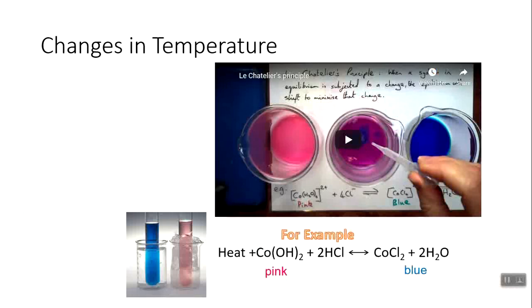So we're going to take a look at this example again, and you'll notice that I added heat to this reaction, and heat is on the reactant side, which tells us that this is an endothermic reaction. If we increase the heat, then what do you predict is going to happen to the equilibrium shift? It will shift to the right towards the product, and you would predict what color, or we'll see what color.